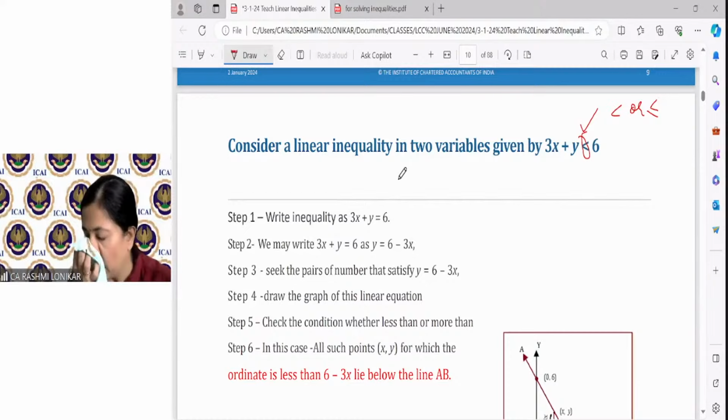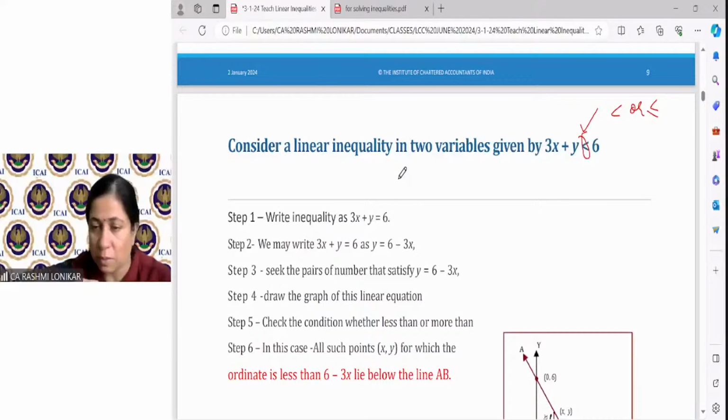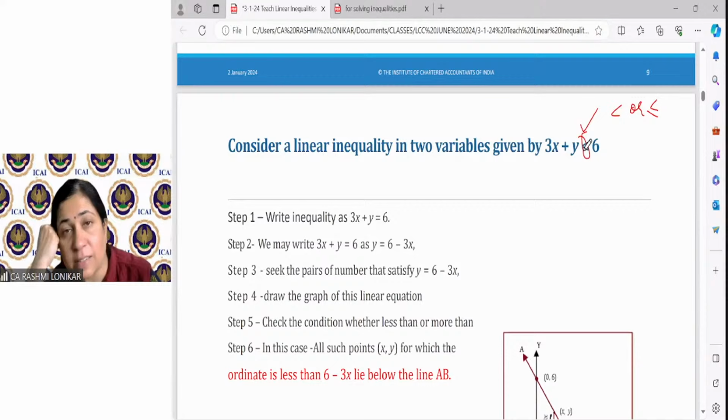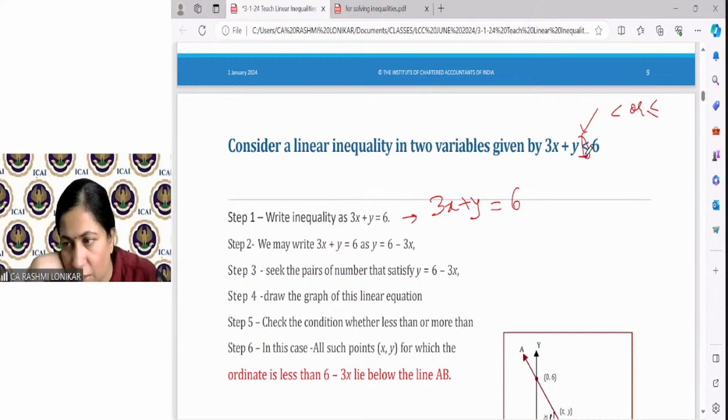First understand the steps. The first step is that you are going to take the inequality and write it as an equality. So instead of this less than or greater than sign, we are going to just write equal to. So the first step is: write the inequality as 3x plus y equal to 6. Now, what will the second step be? I'm going to keep y on the left hand side and take all the others onto the right hand side.